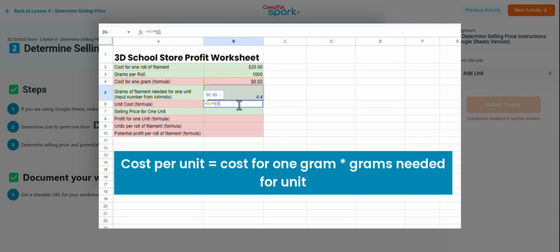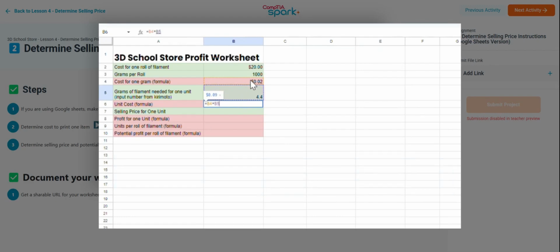All right, so in this case, I clicked on the cell. You can either click on the cell or you can type in the cell. So for mine, I typed in equal sign B4, which is 2 cents per gram, times B5, which was 4.4 grams. So hit enter, and the unit cost is 9 cents. So for one keychain that I designed, it's going to take 9 cents worth of filament to print that design.